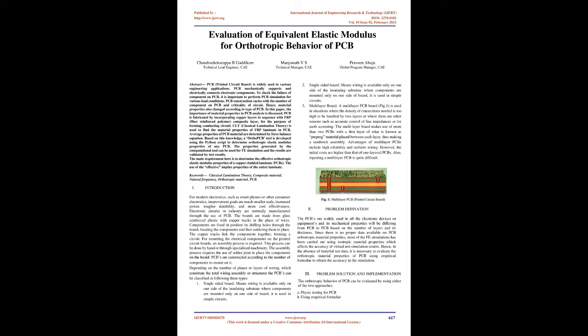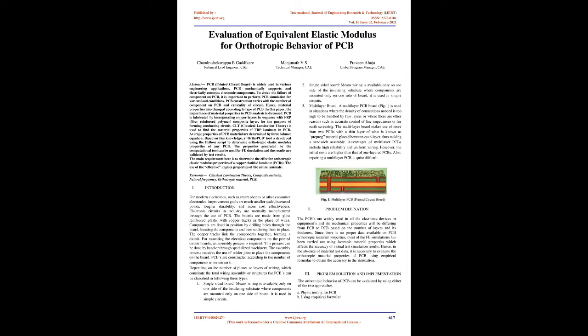Keywords: classical lamination theory, composite material, natural frequency, orthotropic material, PCB. Introduction. For modern electronics, such as smartphones or other consumer electronics, improvement goals are much smaller scale, increased power, tougher durability, and more cost-effectiveness. Electronic circuits in industry are normally manufactured through the use of PCB.